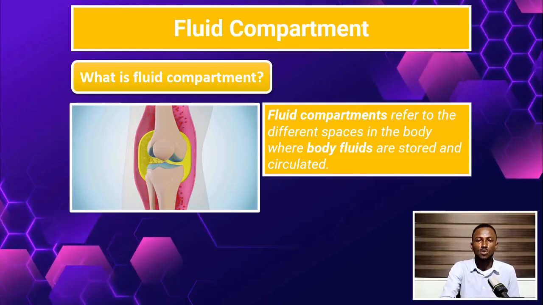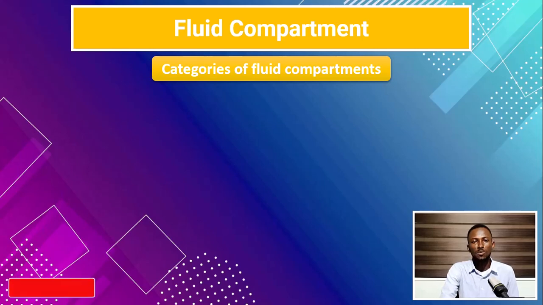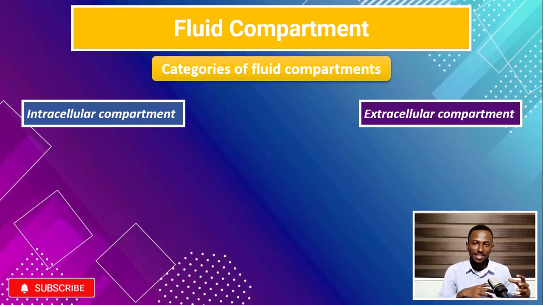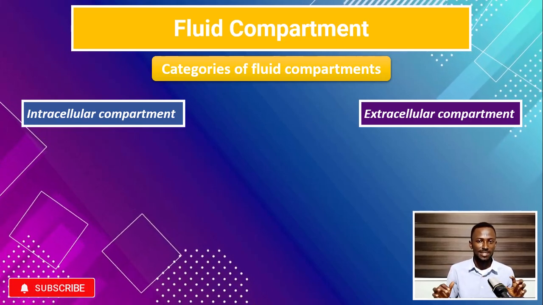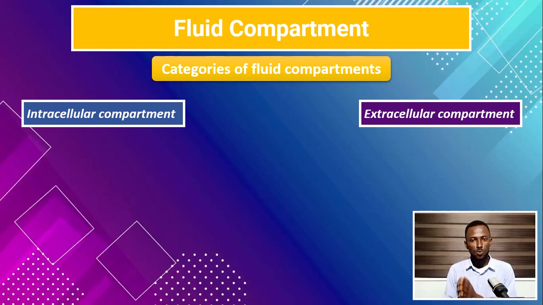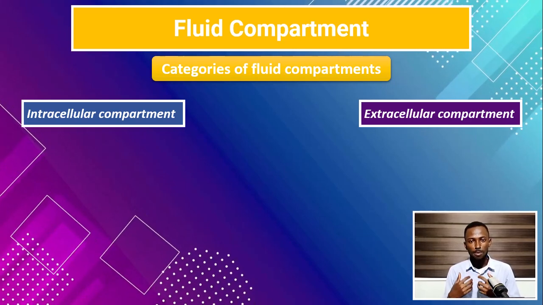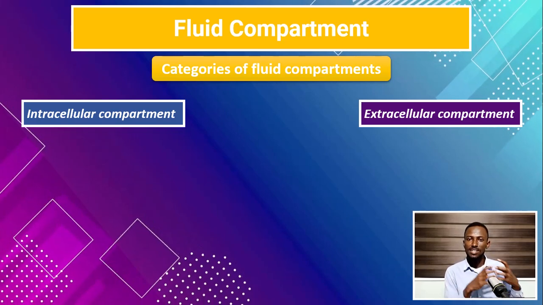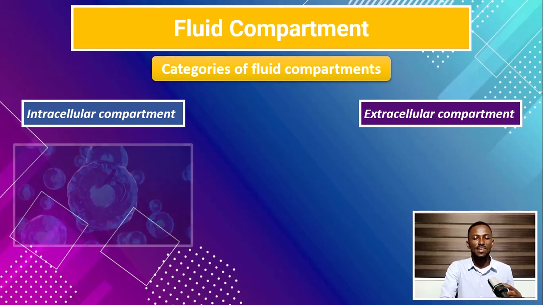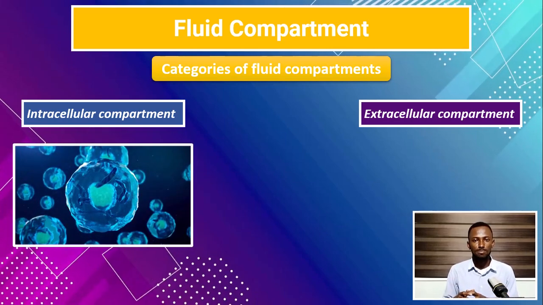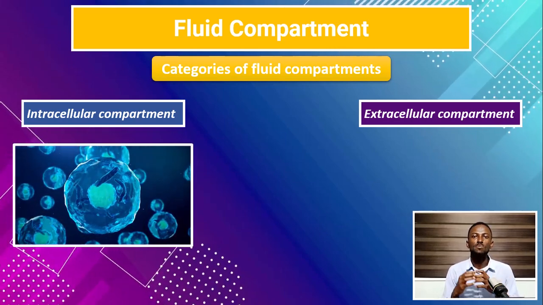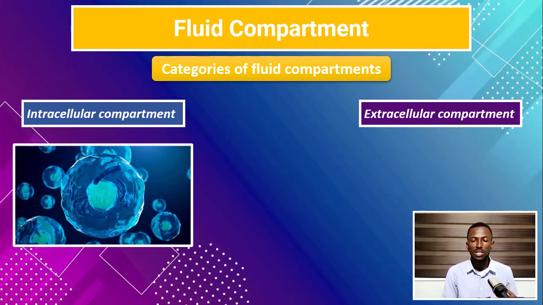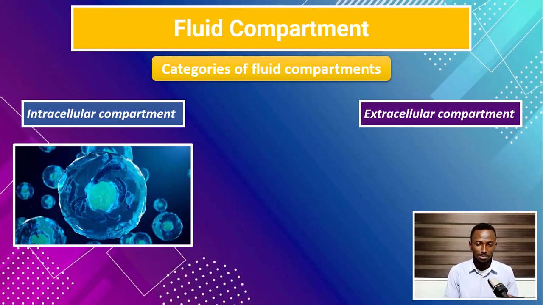So in that sense, this space is known as a fluid compartment. So what are the categories of fluid compartments? We actually have two categories of fluid compartments. We have inside of the cell and outside of the cell, as simple as that. So areas in which fluids can be found in our body are either inside of the cell or outside of the cell. Inside of the cell is known as intracellular compartment. So all the cells in the human body are intracellular spaces for storing fluids.